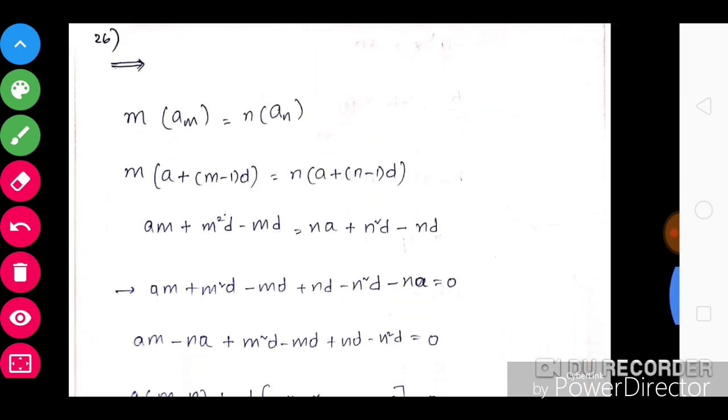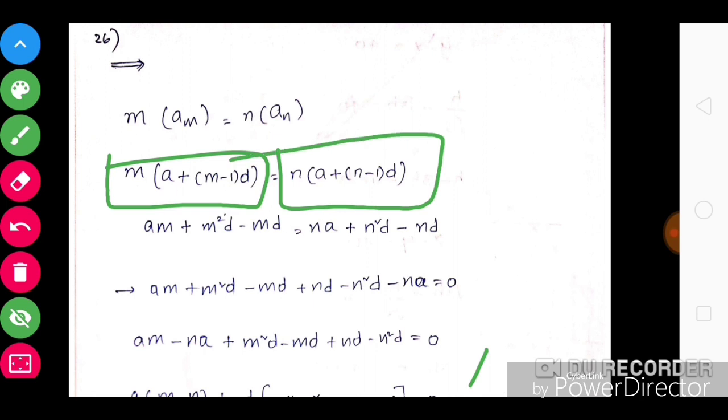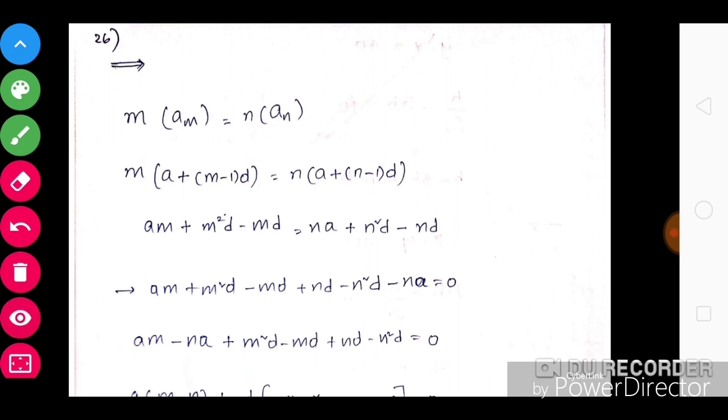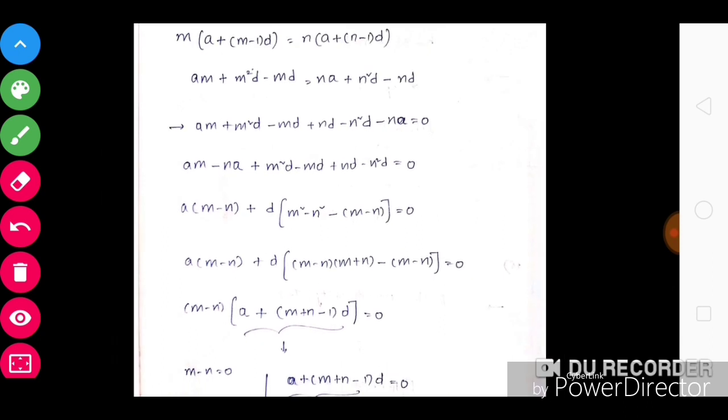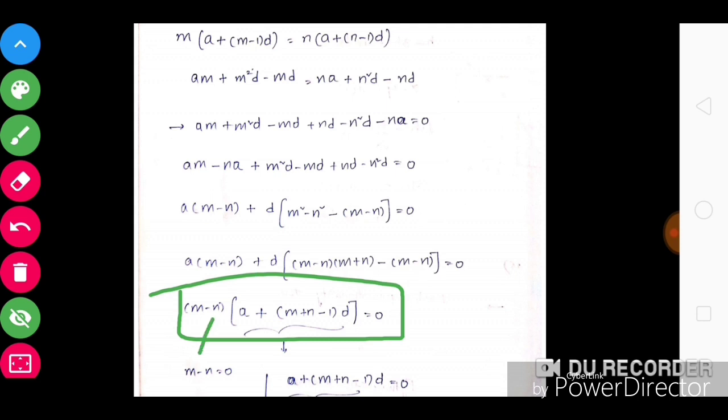And the 25th question is basic proportionality theorem and Pythagoras theorem. We can directly use them. And the 26th question: m times the mth term is equal to n times the nth term. Then prove that the (m plus n)th term is 0. If we multiply and take all the a's on one side and d's on the other side, we'll get an equation like this. So either m plus n, m minus n is equal to 0, or this is equal to 0. If you observe this carefully, it is a plus (m plus n minus 1) into d, which is nothing but the (m plus n)th term. So ultimately the (m plus n)th term is 0.